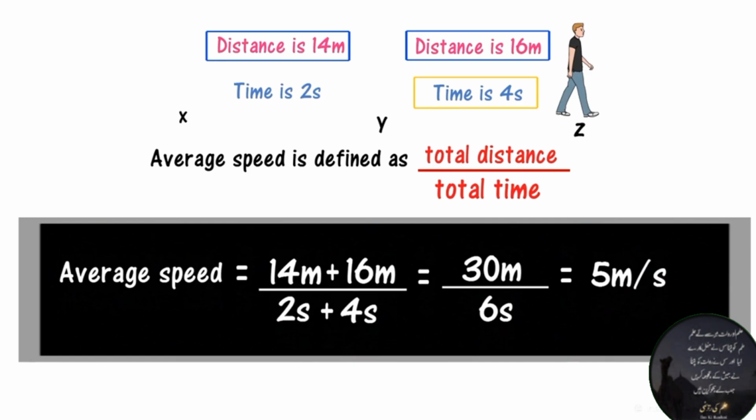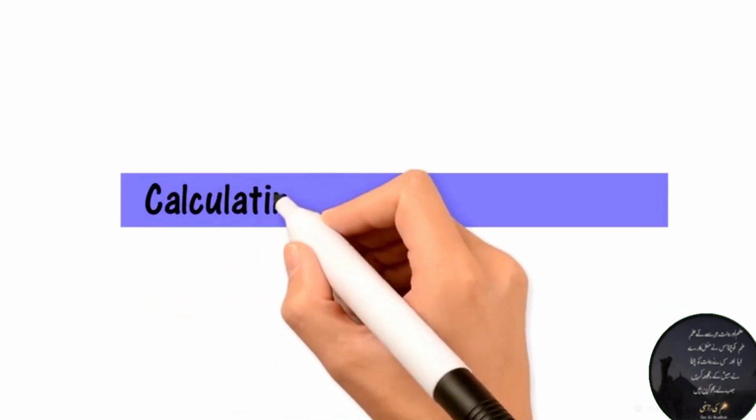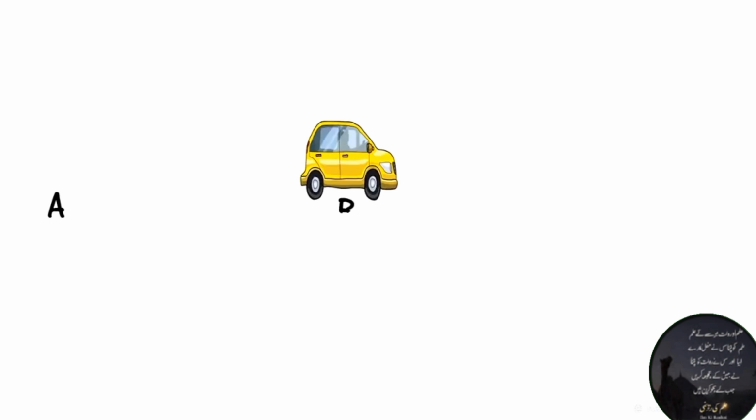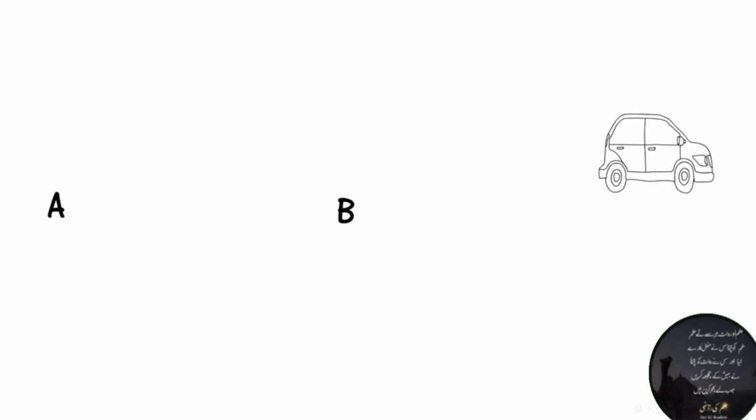Now keep it in your mind, average speed is always different from instantaneous speed. Here the instantaneous speed may be something different, and the average speed is 5 meter per second. Now how do you calculate the instantaneous speed? If a car is standing at a point A, and the car is moving to the point B, and then the car is moving to the point C.